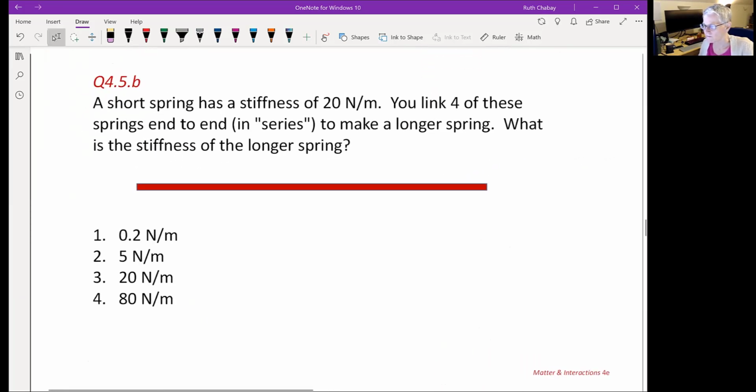Okay, try this one. You have a single spring that has a stiffness of 20 newtons per meter. You put 4 of them together to make a longer spring. What's the effective stiffness of this long chain of springs?